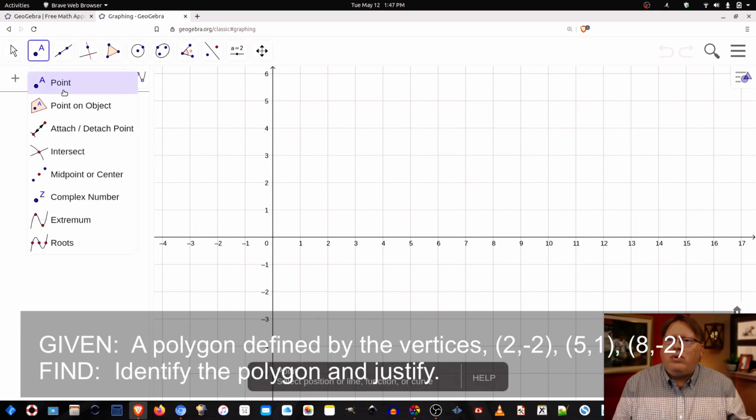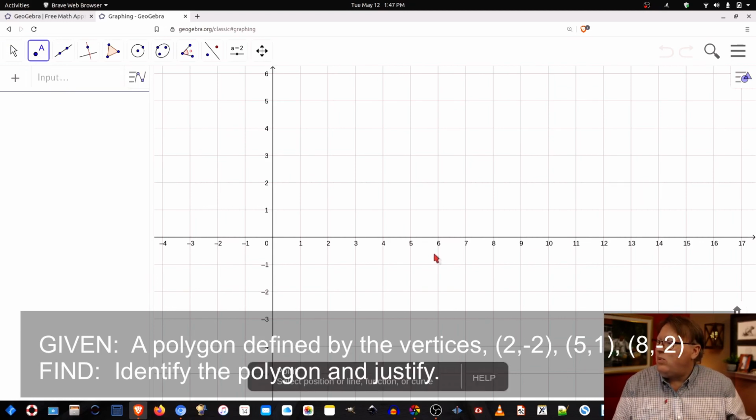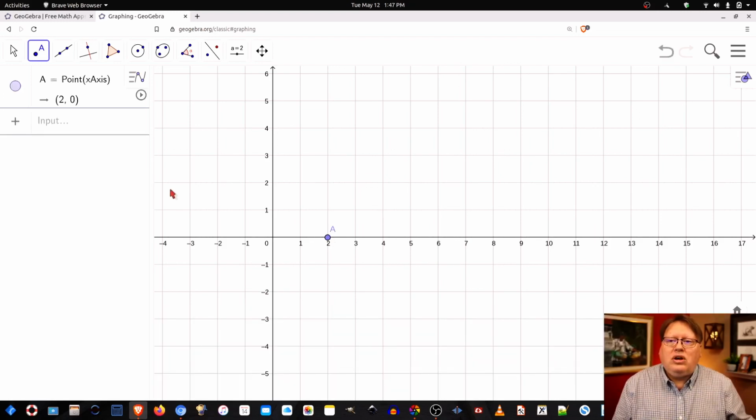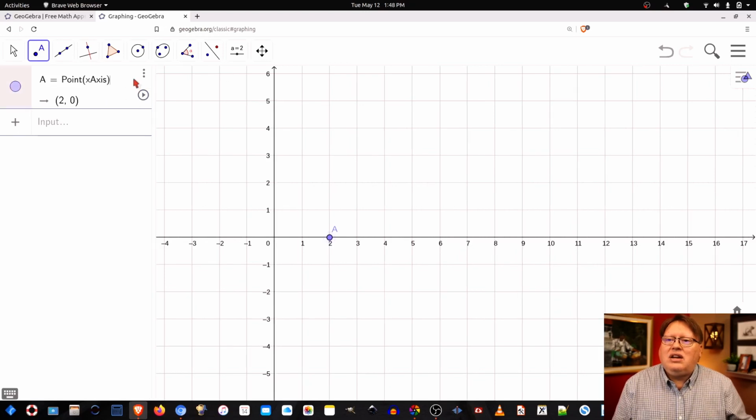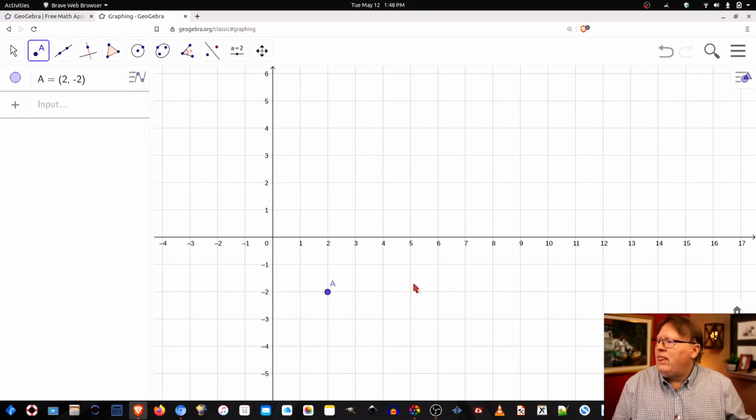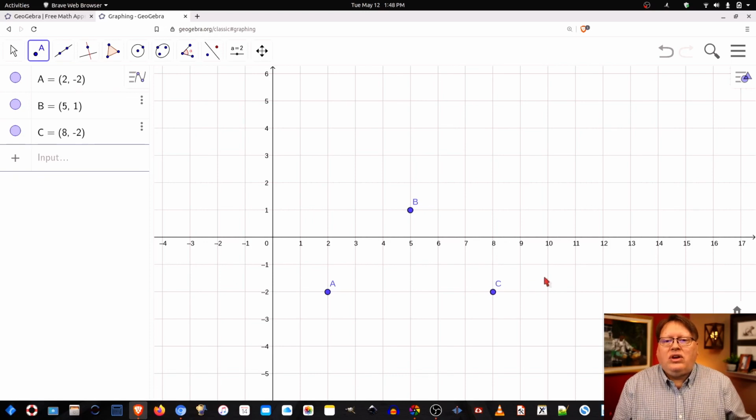We're going to click on our point tool and we're going to plot our first point at 2, -2. This will be 2. Oh, did not mean to do that. Now I can't move that. There we go. Delete that. 2, -2 is right here. And 5, 1. We're going to go to 5, 1. And then we have another point, 8, -2. Okay. So it looks like we're looking at a triangle again. This is going to be a 3-sided polygon.